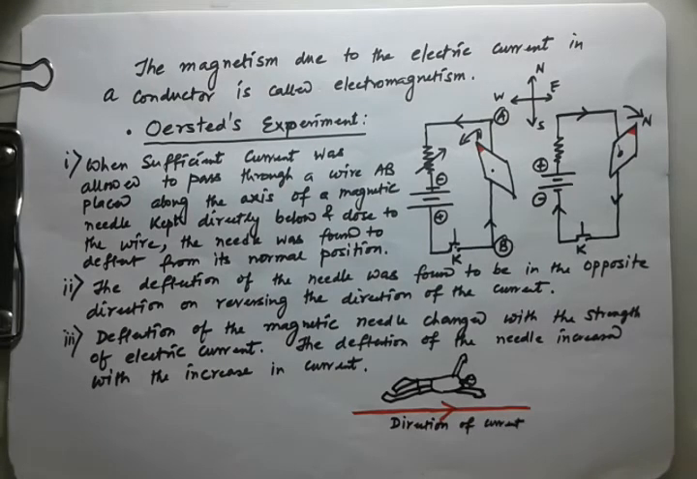So Ampere said that imagine a man who swims along a conductor in the direction of the current facing the needle, such that the current enters his feet and then the north of the needle will deflect towards his hand.